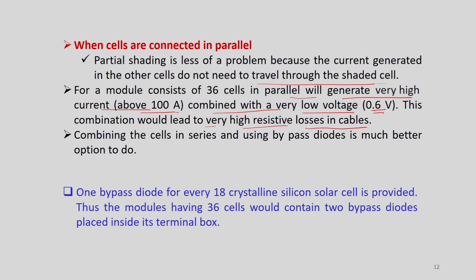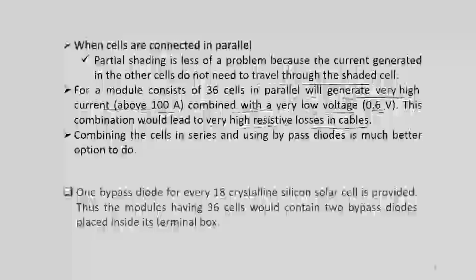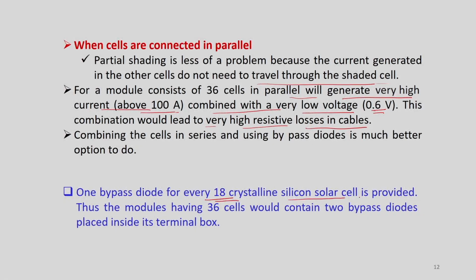And for your understanding, one bypass diode for every 18 crystalline silicon cells is provided, okay. So if we have 36 cells, then we need 2 bypass diodes, which are normally installed in the terminal box of the PV module, right.